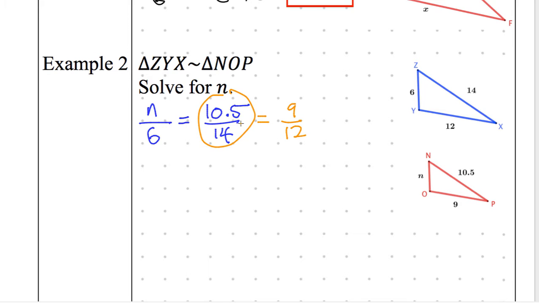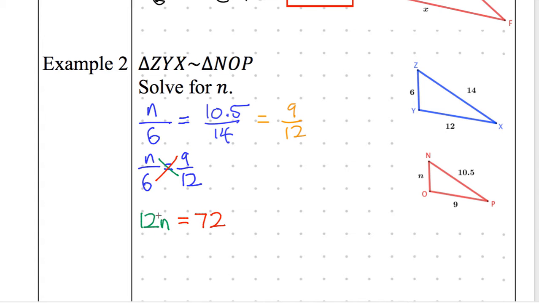This one is hard because it has a 0.5 in it. I would prefer to choose this one. I can do both of them if you would like, but I'm going to choose the easy one. So I'm going to do this one. N over 6 is equal to 9 over 12. When I do that, I need to cross multiply. So cross multiplying, n times 12 is 12n. When I cross multiply the other direction, 6 times 9, that's going to be 72.